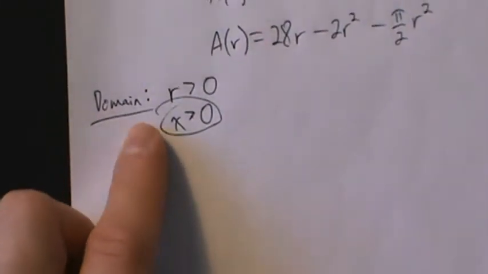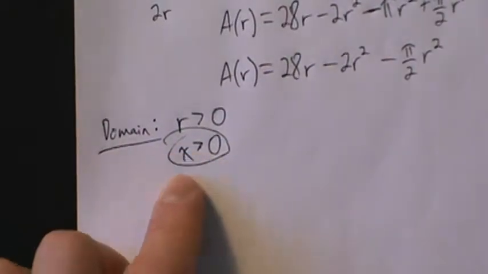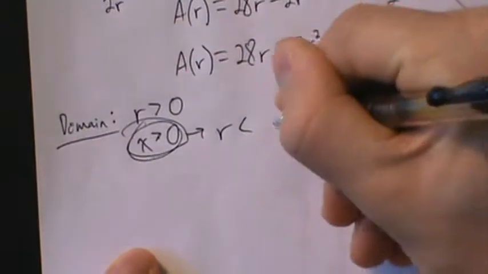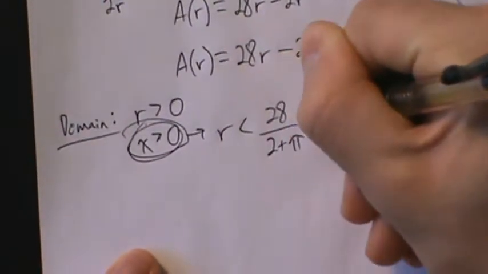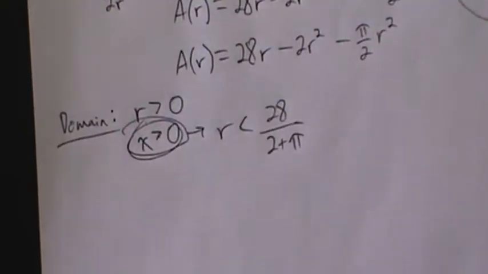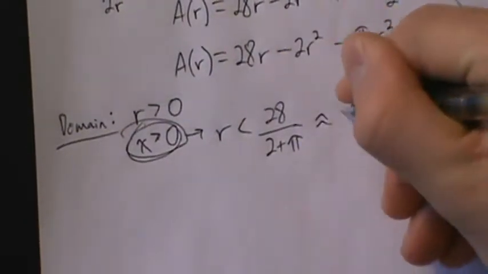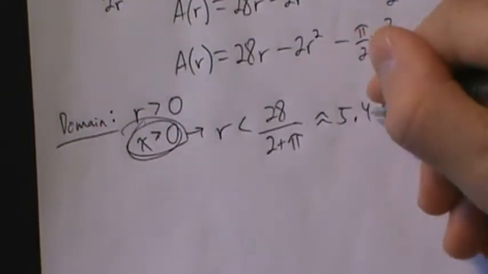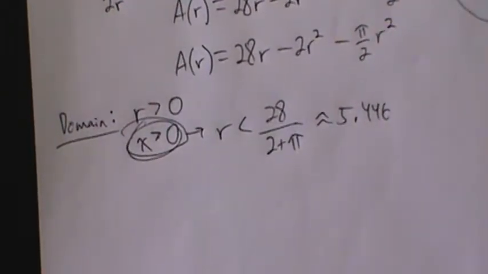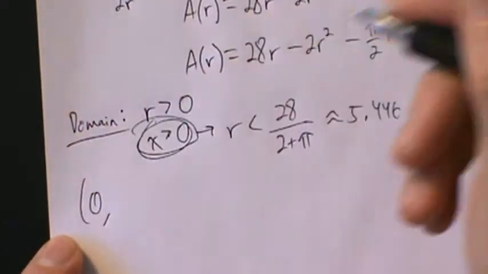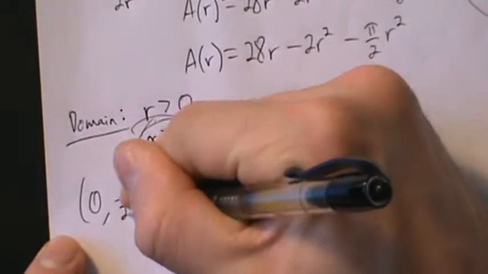So, and again, the domain has to be expressed just in terms of r, so we can't say this. But x greater than 0 is the exact same thing as saying r is less than 28 over 2 plus pi. Okay? And 28 over 2 plus pi, that was about 5.446-ish. So the domain in interval notation is going to be 0 to 28 over 2 plus pi.